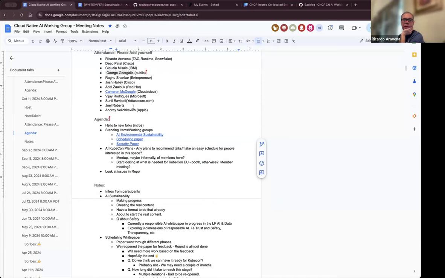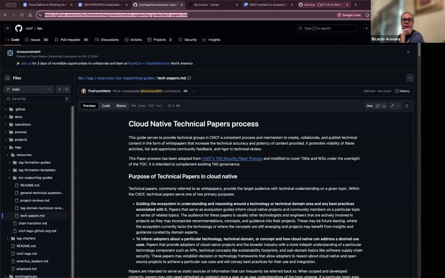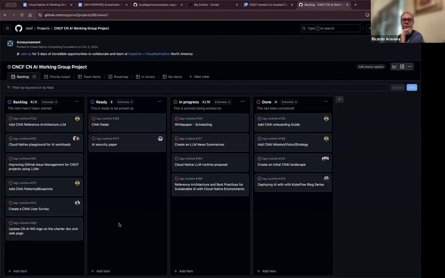The last thing that we have is the issues in the repo. So we have a long backlog of things, and obviously we don't have enough folks to drive them. But if you are interested in any of these things, feel free to jump in and take ownership and drive these. If there are other things that are not here that are part of your interest, also feel free to create a ticket or issue and make that an initiative.